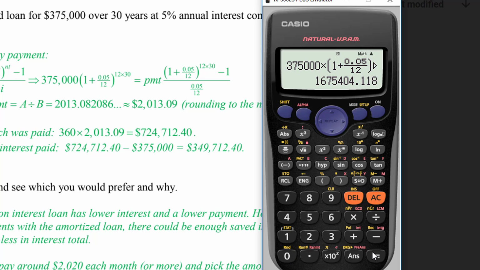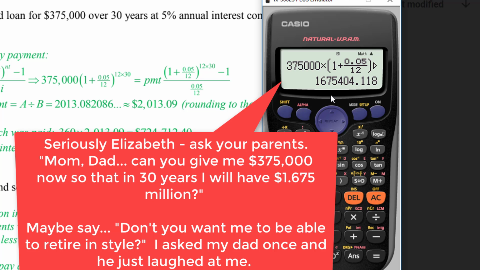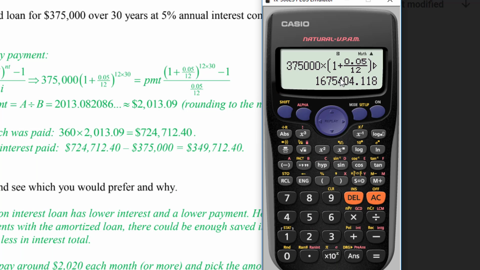Here's the number you should see on the screen. Now really, this would be if you had 375,000. Go ahead and ask your parents. They'll just give it to you in cash, and you invested it at 5% monthly interest. Over the course of 30 years, you'd have almost $1.7 million. But that's not how the loan works. So I'm going to store this as A. If you need to, you can jot the number down. Make sure you put as many decimal places as possible.